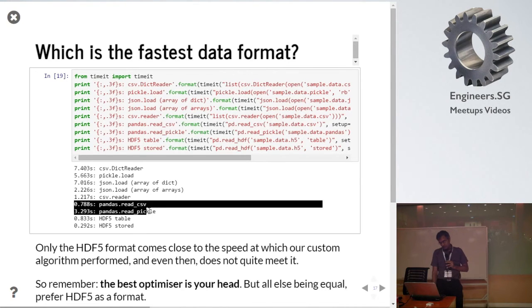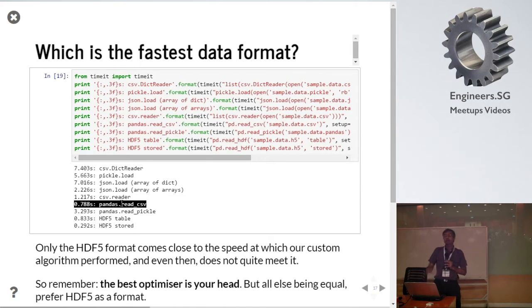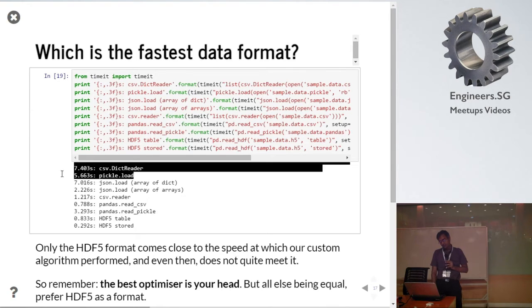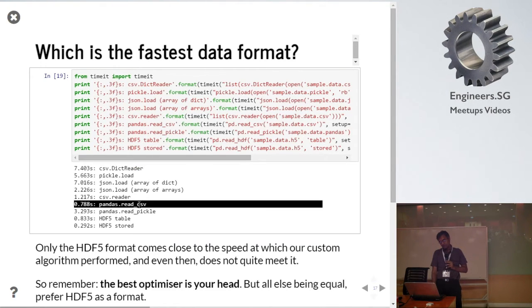Pandas does the same thing, much faster. It's faster than even CSV reader. And here you do get the benefits of having it in a dict-like structure without the overhead of having to create dicts. But Pandas, when reading Pickle, isn't that much faster than read Pickle. So it's specifically the read CSV function that's heavily optimized.